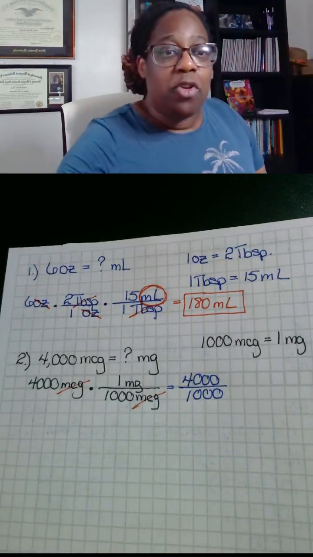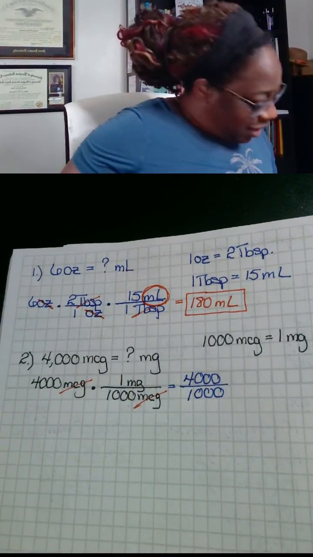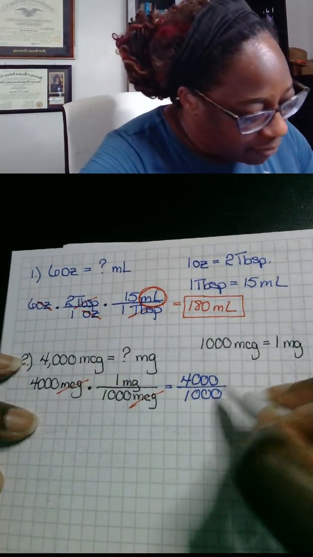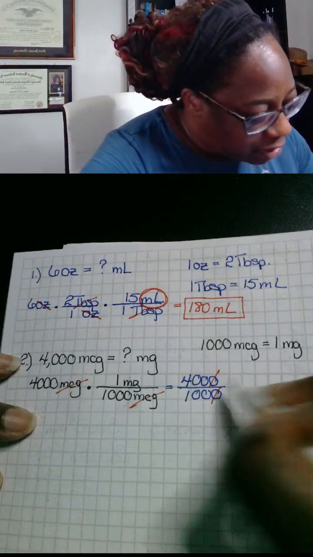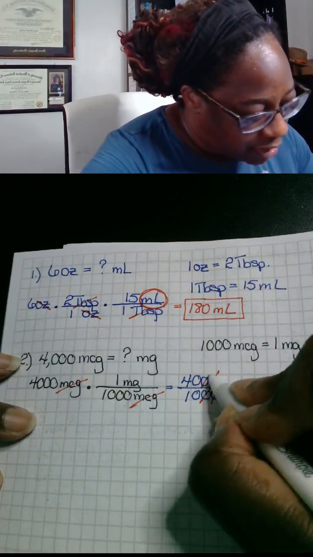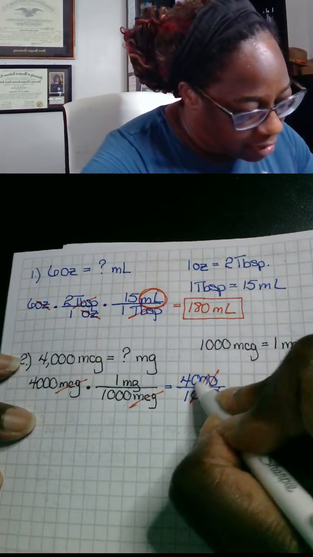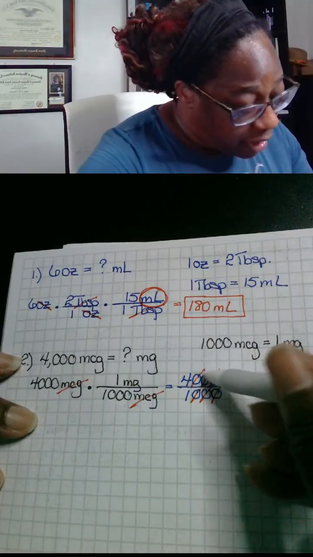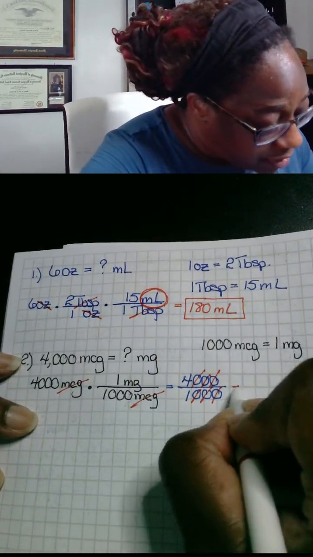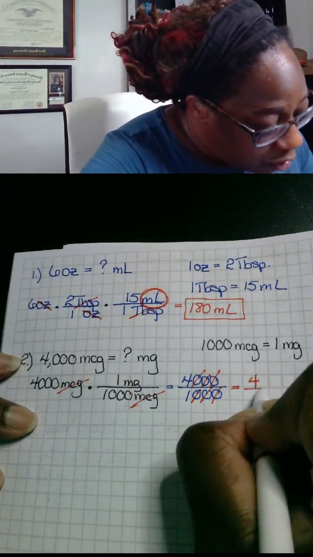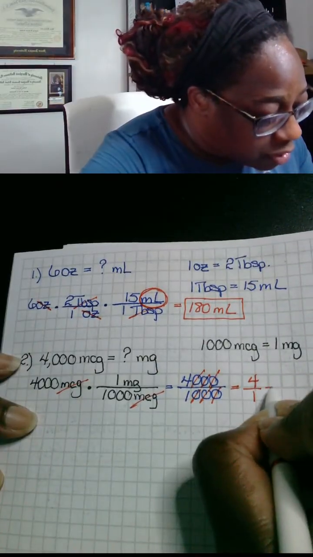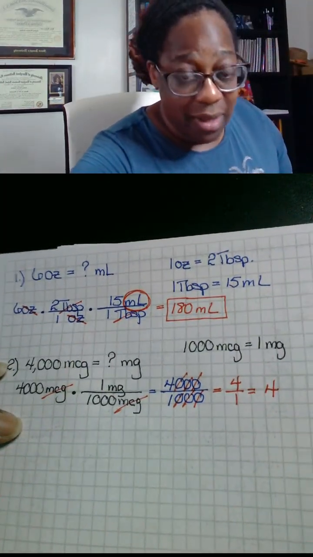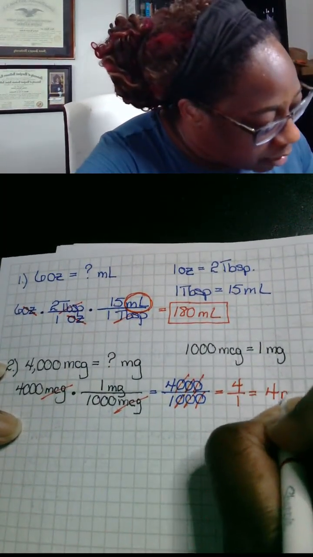Now, before you reach for your calculator, yes, Joseph, before you even reach for your calculators, look, there's a set of zeros we can cancel out. Here's a set of zeros we can cancel out. Here's a set of zeros we can cancel out. If we get rid of those zeros, you basically have 4 over 1, which is equivalent to 4. And for what? 4 milligrams.